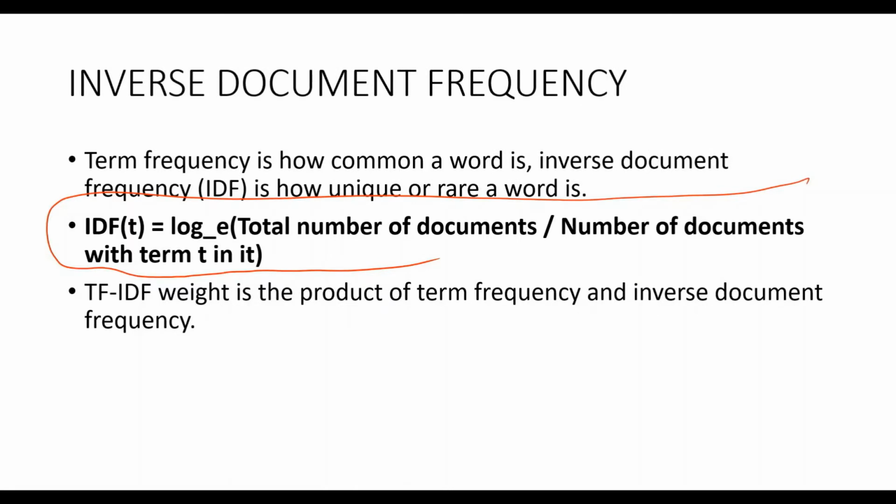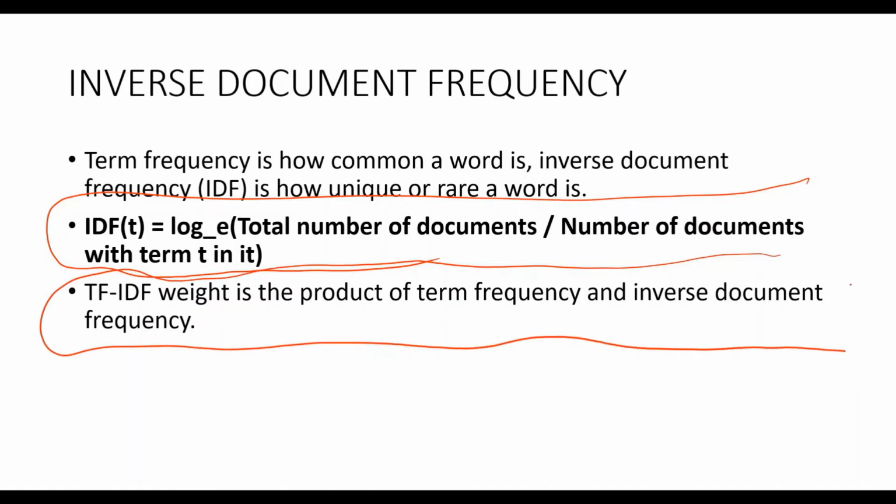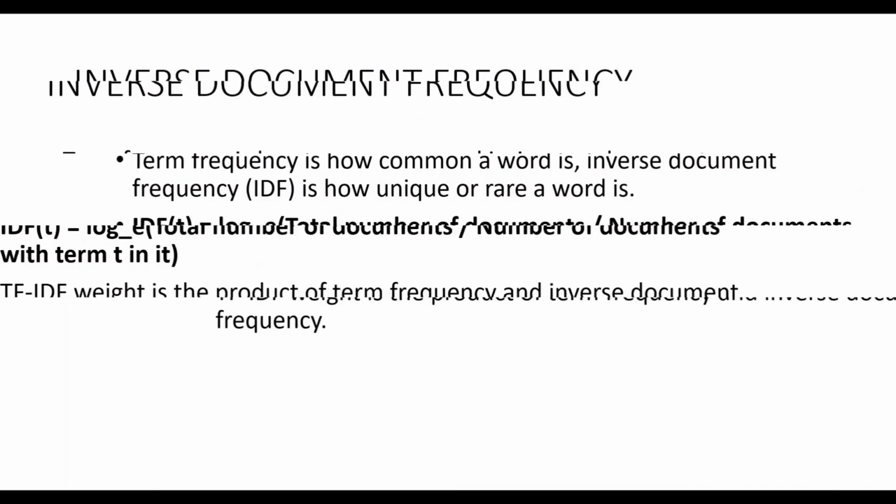Inverse document frequency: the formula is the logarithm, with base e, of the total number of documents divided by the number of documents with the term T in it. The TF-IDF weight is the product of term frequency and inverse document frequency. This is what we consider. You understood. Now I will get into the implementation part.